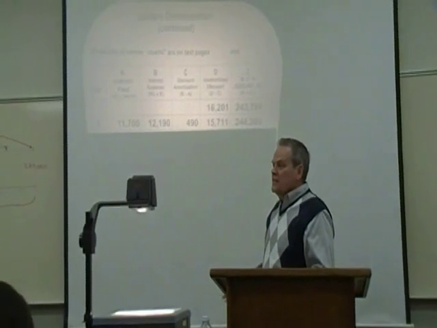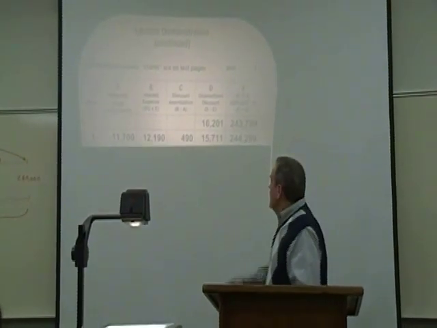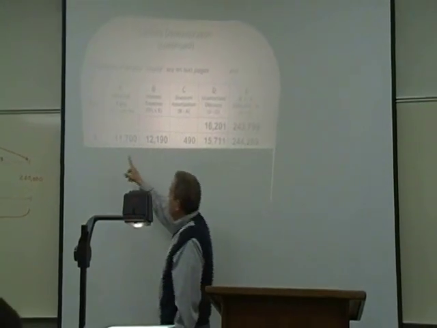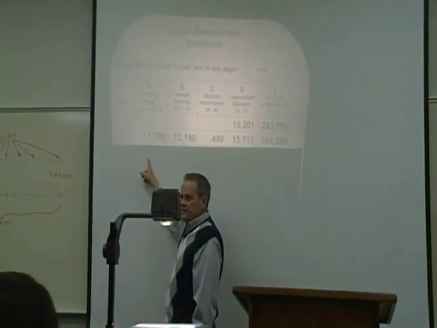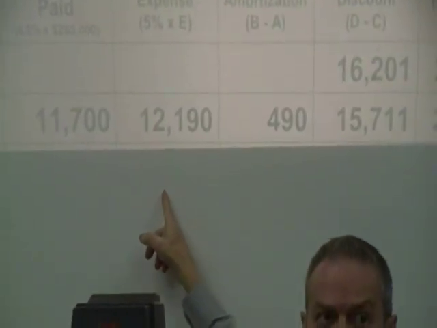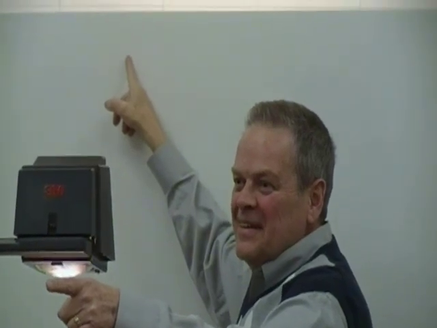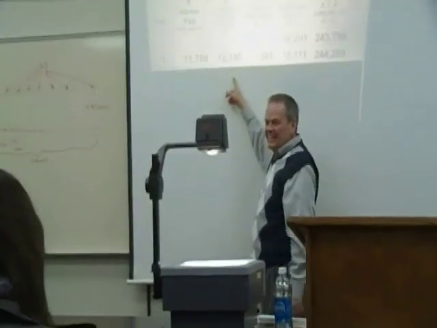While we're here, let's do another row so I don't have to do so much transparency flipping. How about this number? Say it. Tell me how to get it. Even if you don't have it, tell me how to get it. E times 5%. Can you say bond carrying amount? BCA. I don't need this E stuff. You were right.